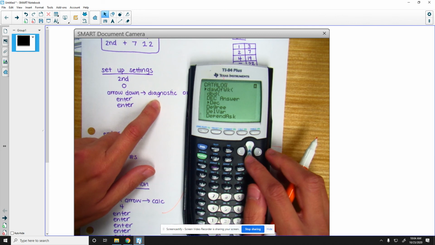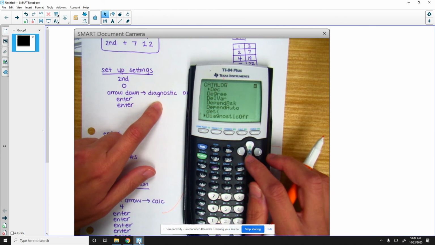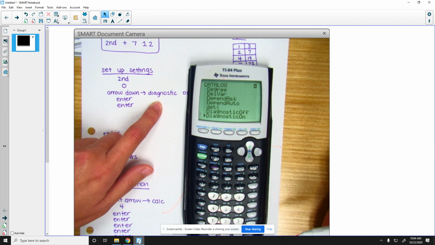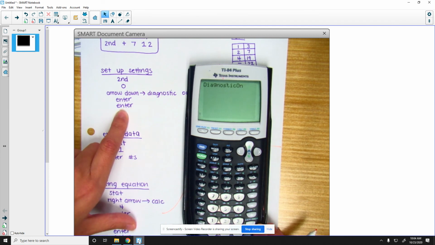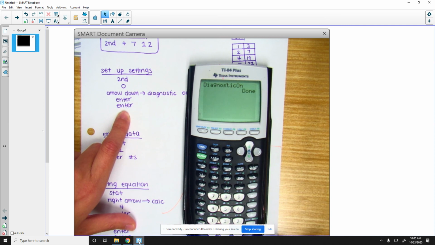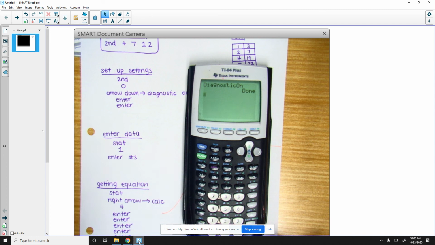Okay, now it says diagnostic on. So now you have to arrow down to diagnostic on, not off, on. And then you're going to hit enter. And then that doesn't turn it on. You have to hit enter again. So now hit enter again. So turn on your diagnostic. It should say done.